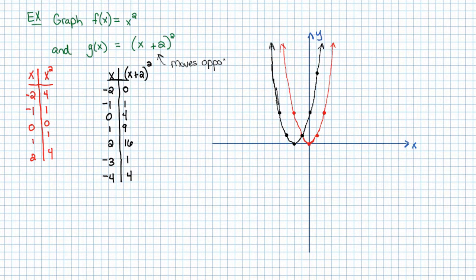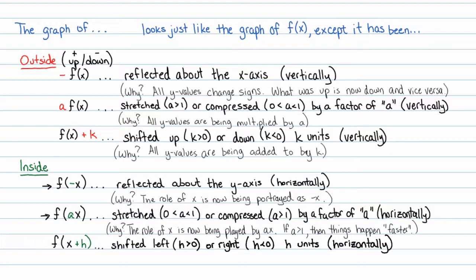And that's what I had mentioned a moment ago, is that normally when you're doing stuff on the inside of a function, it goes opposite of what you would think. You would think this would move to the right. It actually moves to the left 2 units. So let's go ahead and write that down. So the graph of f of x plus h looks just like the graph of f of x, except it's been shifted left if h is greater than 0, or right if h is negative, h units horizontally.